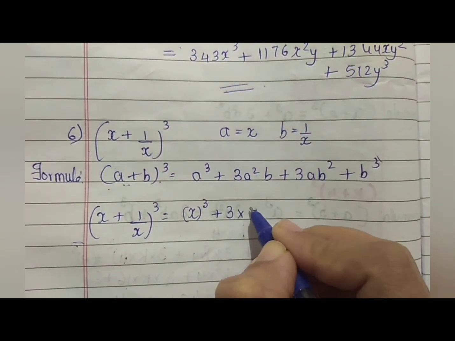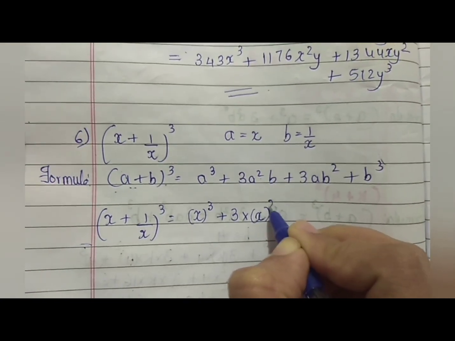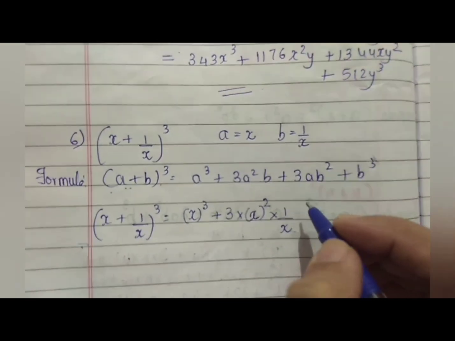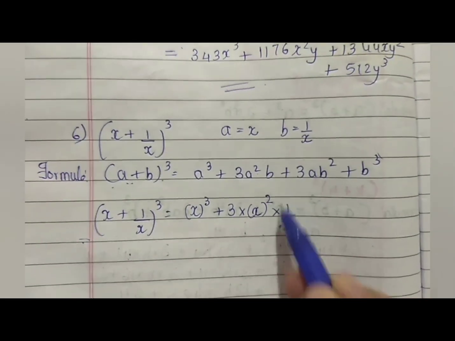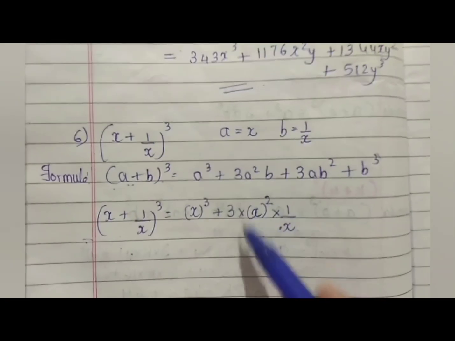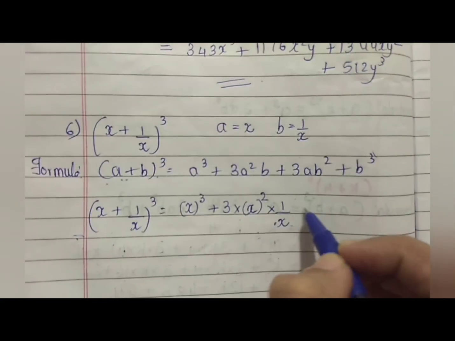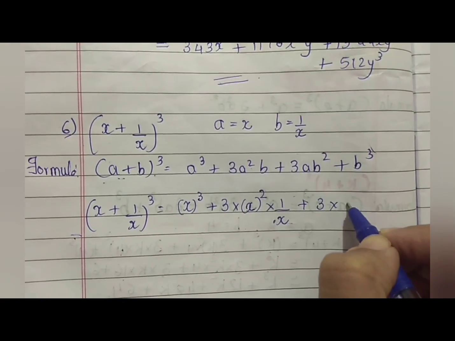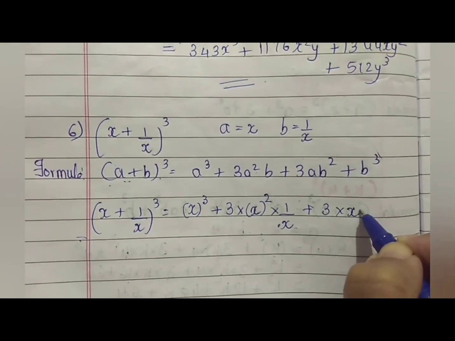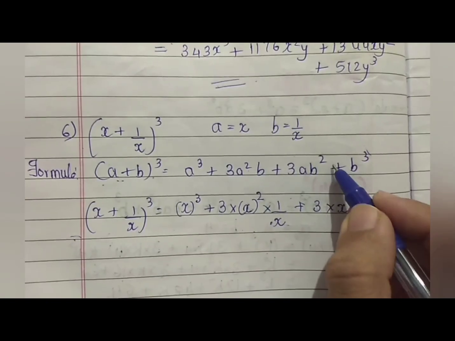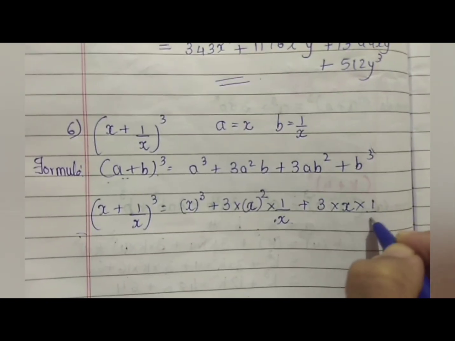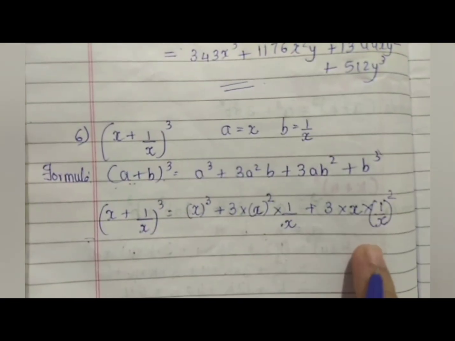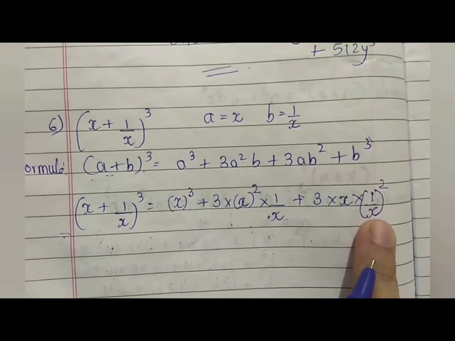a square, that is 3 multiplied by a square into b, that is 1 by x. As you can see, it's very simple. I am writing in the same way the value of a as it is and the value of b. 3 multiplied by a, that is x, multiplied by b square, that is 1 by x, the whole raised to 2. It is very important to put these numbers into brackets.